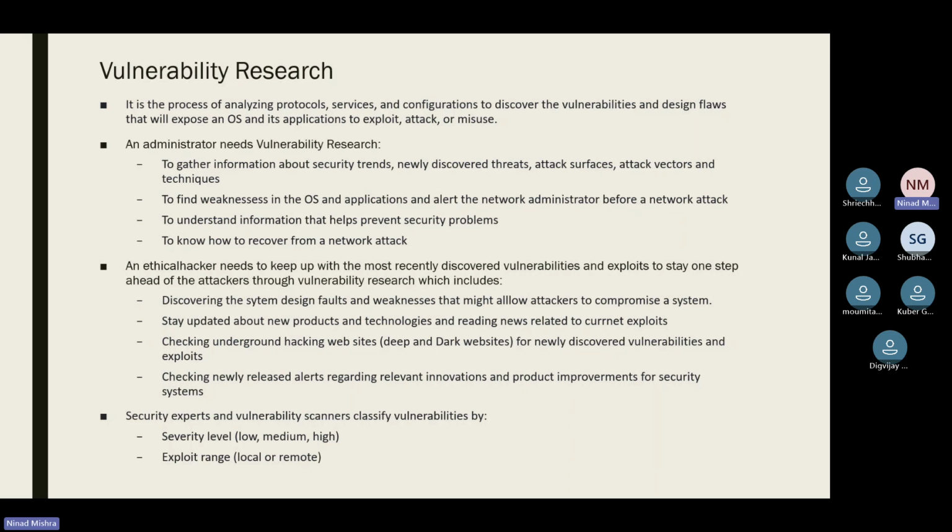Exploit range, as you can see, is local or remote. Any exploit that is found in the system is classified this way. If a vulnerability or exploit can be exploited within the organization, it is termed local, and if it is exploited outside the organization, that is, over the internet, it comes under the range of remote.